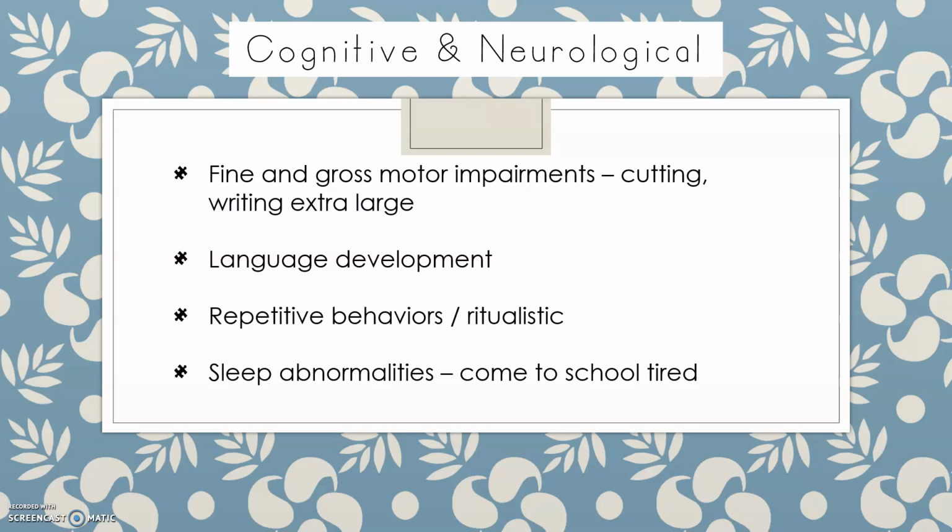Language development is a characteristic of individuals with ASD. Their pragmatics are not there to carry on conversations and be able to speak with other individuals in a typical fashion. There are repetitive behaviors that can become ritualistic to persons with autism spectrum disorder in the cognitive and neurological area with characteristics.